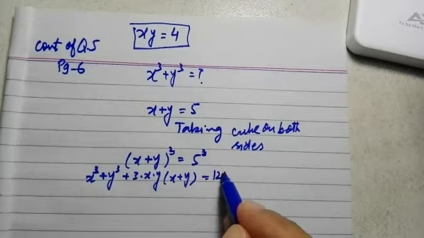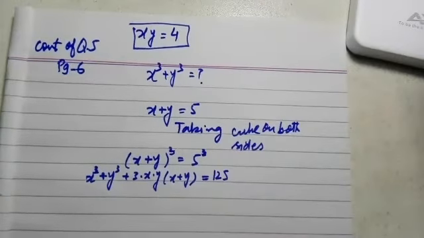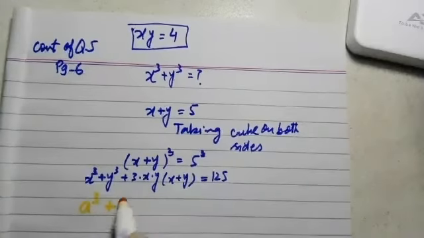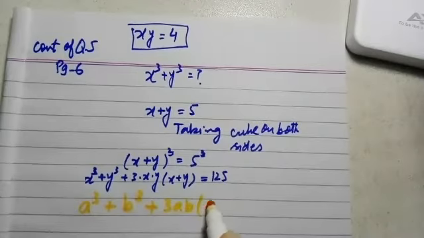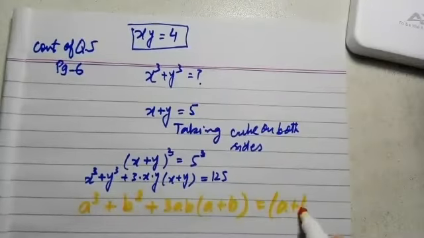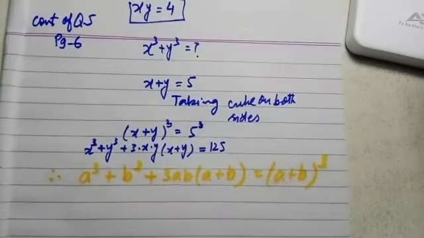Why am I writing this? I am writing the formula below it as a reference, so that you keep it in your mind. What is the formula? We are using right here: a cube plus b cube plus 3ab into (a plus b) equals (a plus b) whole cube. It is a formula. Right? We are using this formula, and that's why we are writing it.